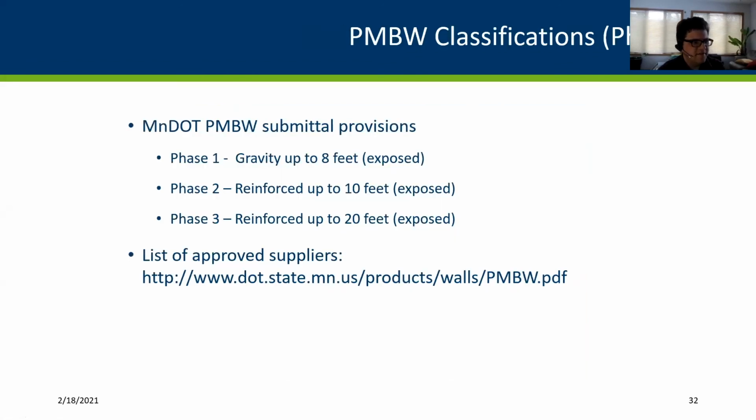We classify our walls by height and by whether or not they have soil reinforcing. So we call them phase 1, 2, and 3 walls. Phase 1 walls are just gravity walls, so that's just the block, and the weight of the block itself is what is resisting the load. We don't allow gravity walls above 8 feet because this is a modular system. Those blocks can begin to slide, and above 8 feet, they don't respond very well. The weight of the block is just not massive enough to resist the loads that it's seeing.